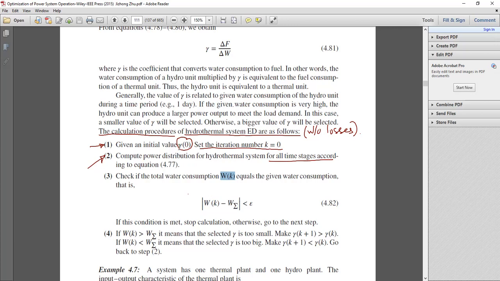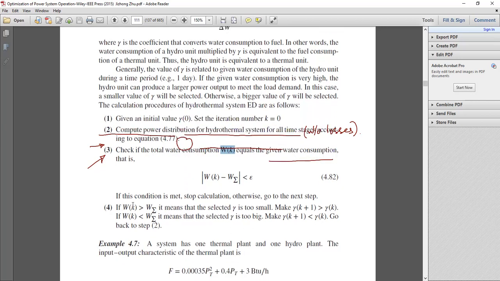So you are calculating your gamma, you are calculating your power distribution, PT for the thermal unit, PH for the hydro unit, and then using those values you are calculating the water consumption for this gamma. Then you check the error. If the error is within a tolerance epsilon, then you stop. Otherwise, you have to update your gamma. So the main points are here.